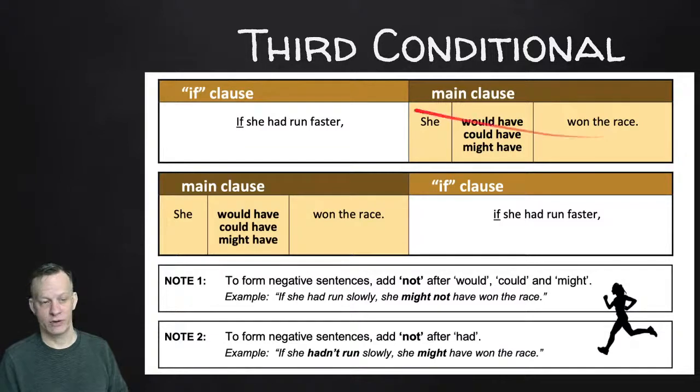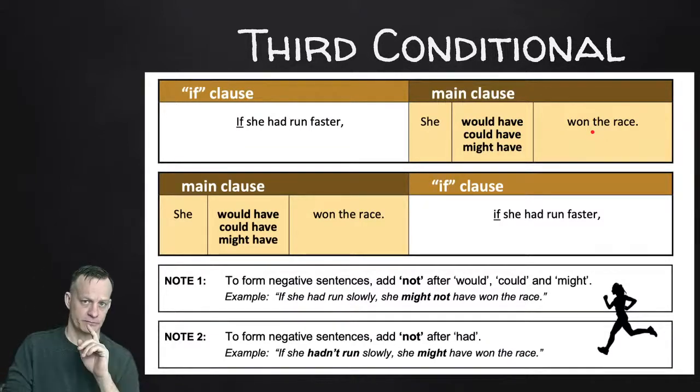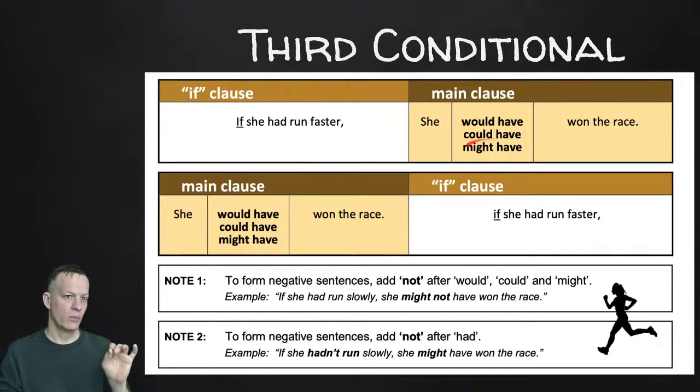She could have won the race. She might have won the race. Do you remember that to put the modal verbs in the past, we have to use have, yeah? Might have, should have, could have, yeah? And these are interchangeable again.